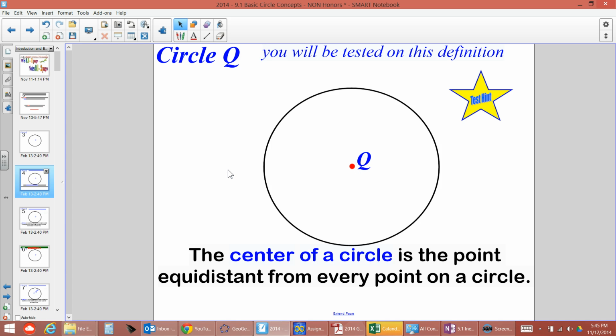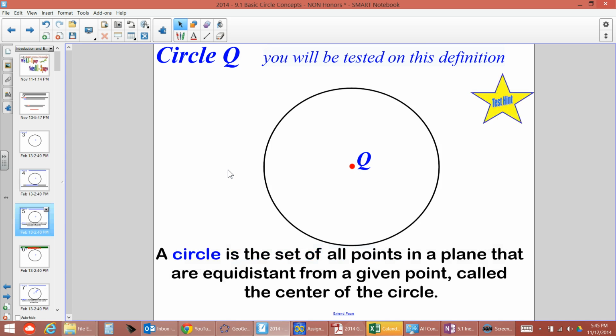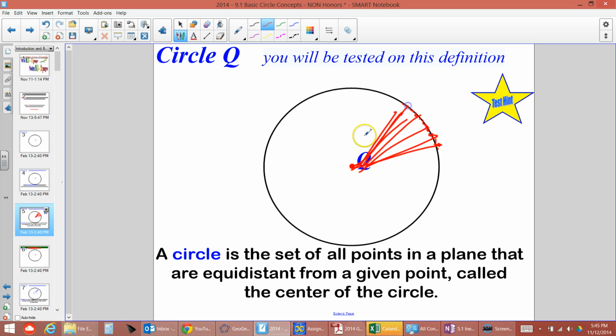That also lends credence to what we call a circle and how we define what a circle really is. A circle is a set of all points in a plane that are equidistant from a given point. Basically, this is a collection of all of the points, every single little teeny tiny point, all of those that are the same distance away from Q. So if I drew little lines here, every single point would be the exact same distance away from Q.